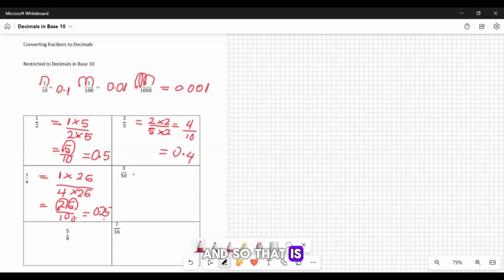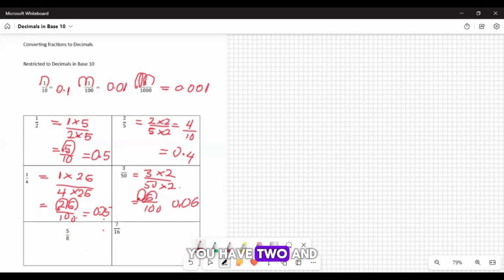Let's consider this. You have 3 over 50, and from 50, we can get 100. And so that is base 10. So what I do is that I have 3 multiplied by 2 over 50 multiplied by 2. So this is going to give us 6 over 100. So we'll move 2 times, 1 and 2. So this is the point, and this end is 0. So you're going to get 0.06.